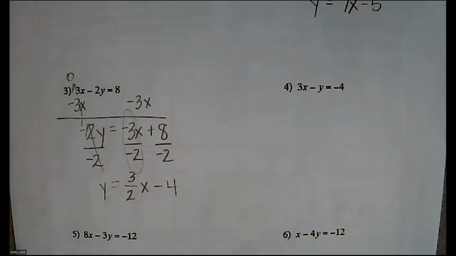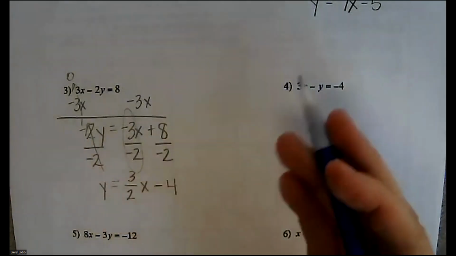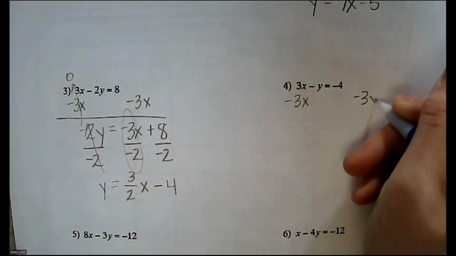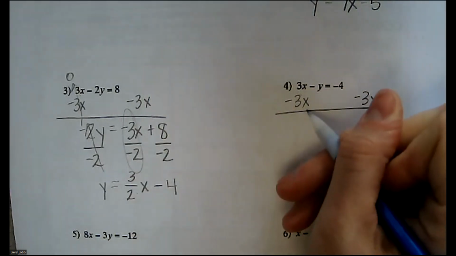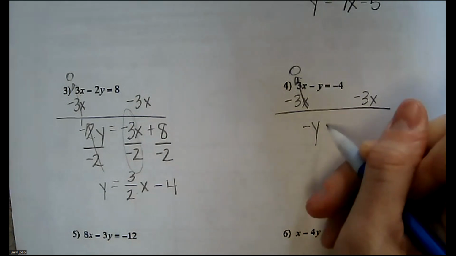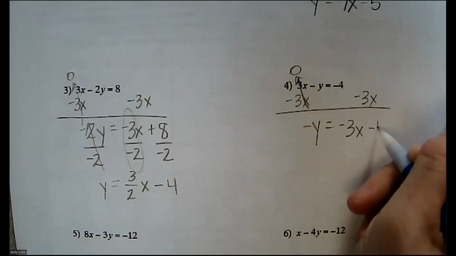Hopefully. We're getting there. All right. How do I move? Same thing here, right? Look at your examples if you're stuck. So I'm going to subtract 3x again from both sides. That makes it go away. Now I have negative y equals negative 3x. Bring down your negative 4.